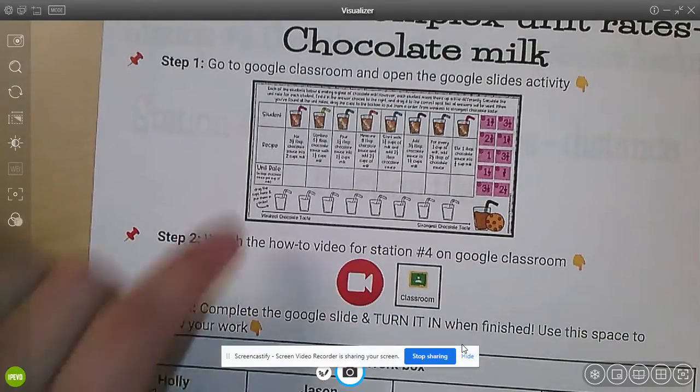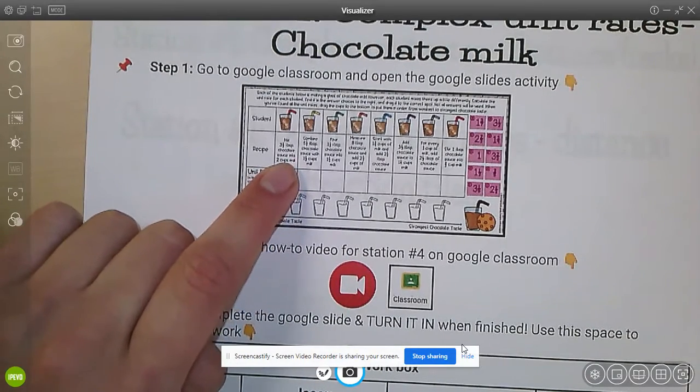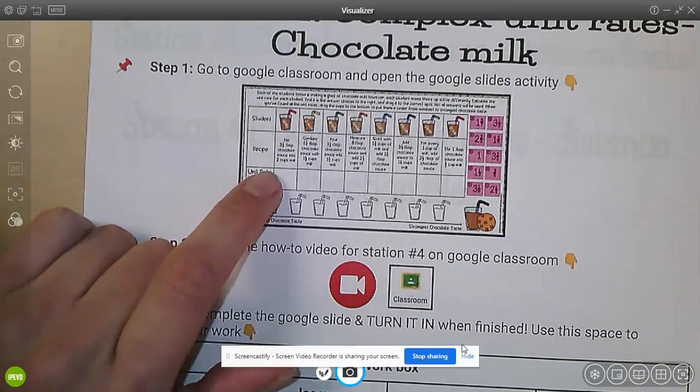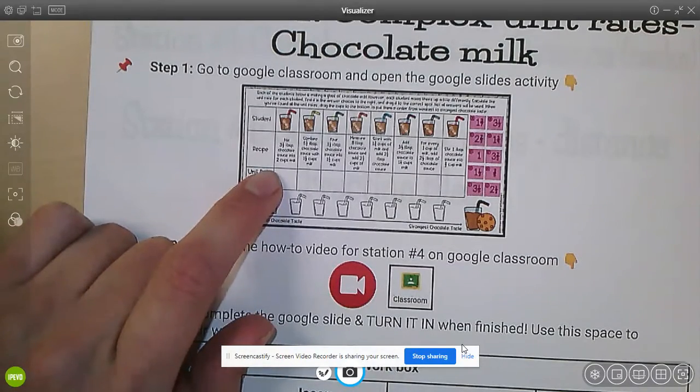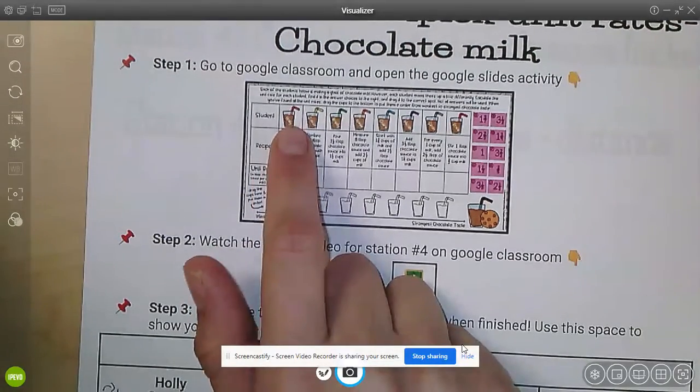Now, I know it's really hard to see on here, but you should be able to easily see on your Chromebook screen. So each of the students below is making a glass of chocolate milk. However, each student makes theirs a little differently. Calculate the unit rate for each student. Fill in the answer choices on the right and drag it to the correct spot. Not all the answers will be used. When you found all the unit rates, drag the cups to the bottom to put them in order from weakest to strongest chocolate taste. Okay, so for example, Holly is the first one that we are going to do.